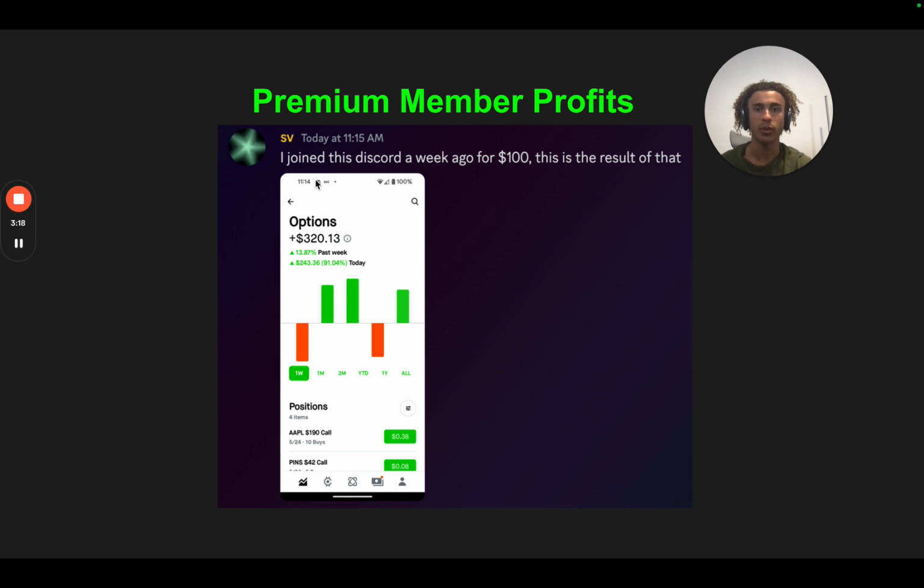Right? So SV said he joined this Discord a week ago for $100, and this is what happened after he joined. So he is up 243% just today. In the last week, he's up 13% and he's made $320. That's pretty impressive, right? In 1 week. So that's nice, right?